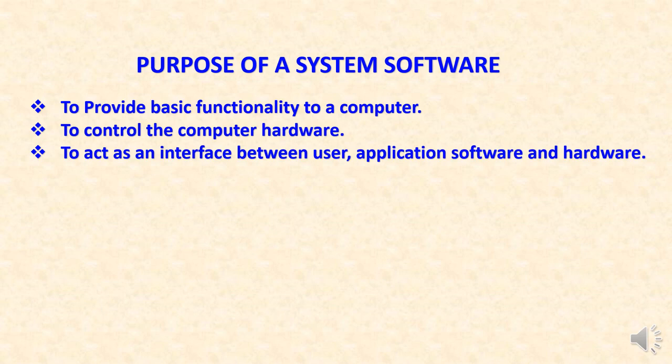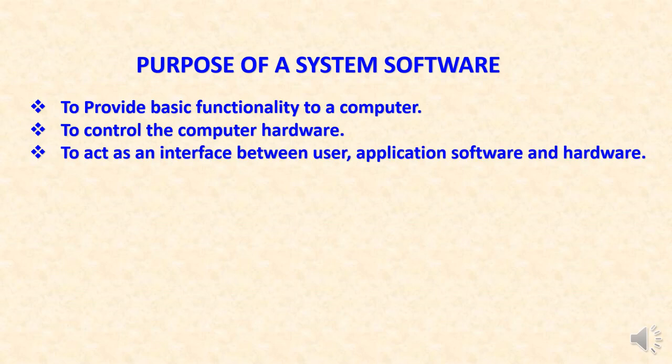The second purpose of a system software is to control the computer hardware. If we do not have a software in a computer, is it possible for us to use the keyboard and mouse? The answer is no. Is it possible to use the speaker and printer by connecting it to a computer if there is no operating system? The answer is no. So that's why it is said that if the system software is installed into a computer, we can control all the hardwares of a computer system.